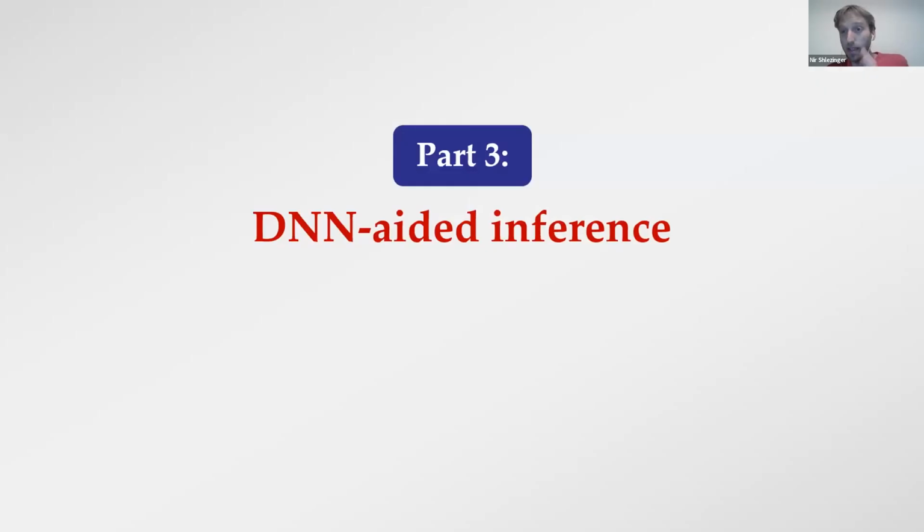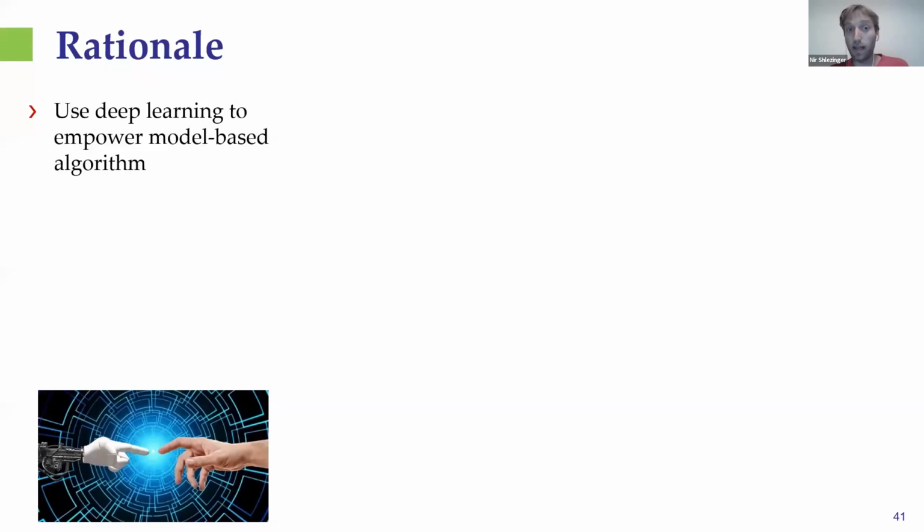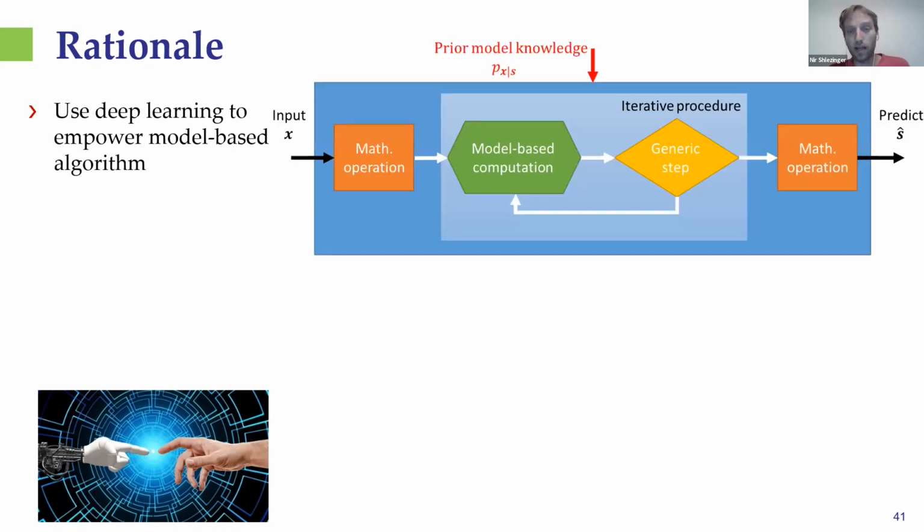So the approaches that I've shown so far, they're all about taking an iterative or a model-based algorithm and using it to design a trainable method, which is trained end-to-end. The other approach is what we call DNN-aided inference, which uses deep learning not as our inference rule, but as a means to augment and to empower an existing algorithm which is suitable for the problem at hand.